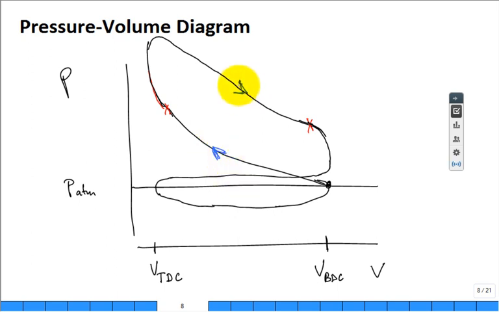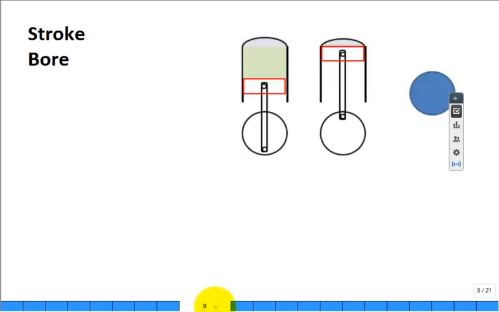This is your power stroke. This is your exhaust stroke. And this is your intake stroke. Now that's pretty complex. What we want in this class is to have a very simple model for this, something that we can analyze using the very simple equations that we learned in Thermo 1 and expand here in Thermo 2. Before I do that, I need to make sure and talk about what stroke is.